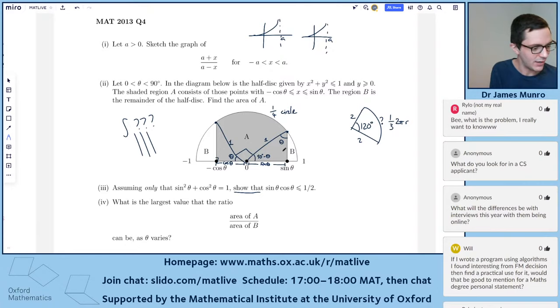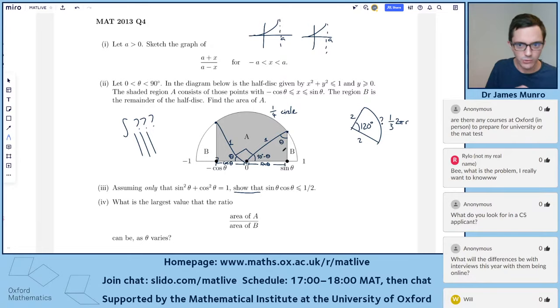Are there courses at Oxford to prepare for university or for the MAT test? We're looking for a course. Okay, let's try and piece this together. We're looking for a course by Oxford to prepare for the MAT test. This is it. Sorry. This is the Oxford organised preparing for the MAT test course. It's not in person. It's online. Sorry. I've just seen it says in person in the question. But, you know, this is what we're doing.